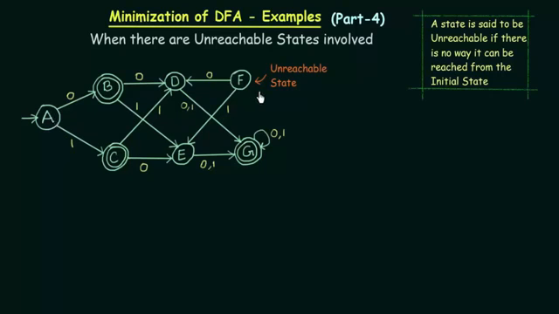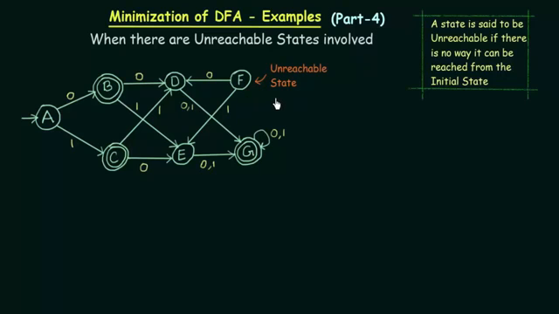And there is another way in which you can easily identify an unreachable state, and that is unreachable states will only have outgoing transitions and will not have incoming transitions. So if you observe here, you see that the state F has outgoing transitions for 0 and for 1, but there are no incoming transitions. That means nothing comes into this F, only outgoing transitions are there. So that is how you can easily identify an unreachable state.